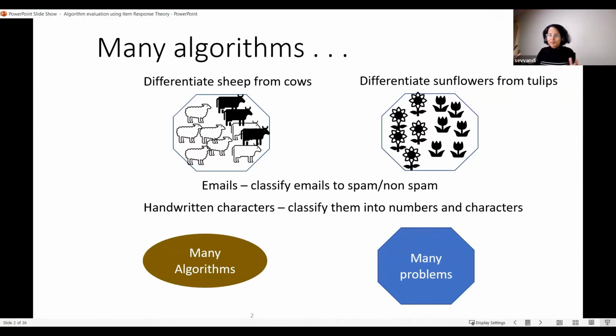We're going to talk about evaluating a group of algorithms. So we've got so many algorithms for different problems. Say, for example, the standard classification problem, where you want to differentiate sheep from cows or sunflowers from tulips, or classify emails into spam or non-spam, or find handwritten characters, all those things. So it's not a single algorithm. You've got so many different algorithms. And of course, there are so many different problems of the same problem category.